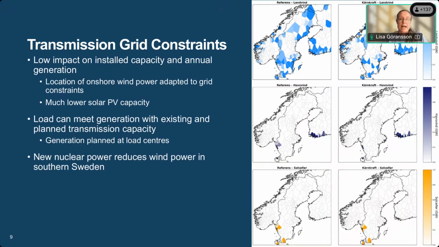So here we can see on the top the placement of onshore wind, which is typically focused on the southwestern part and northmost part. We also see that we have offshore wind in the southwest and also solar power in the southwest to meet these new loads coming onto the system. And in a case where we have new nuclear power capacity, it is mainly renewables in the southern part of Sweden which is replaced by the nuclear power.